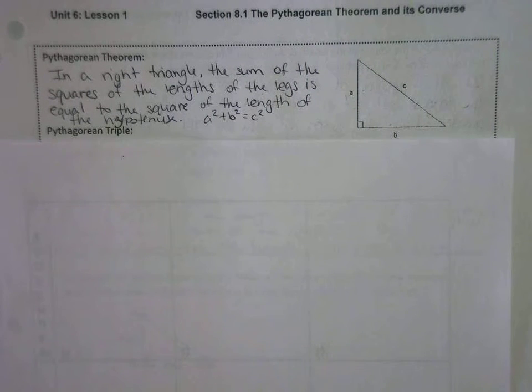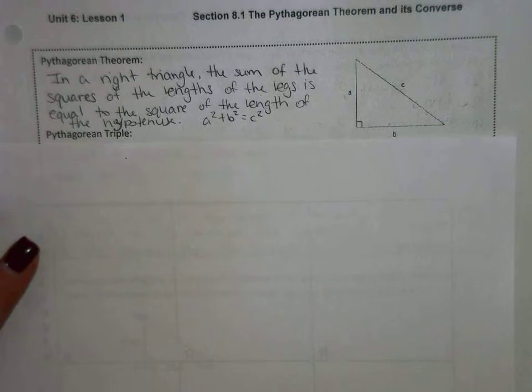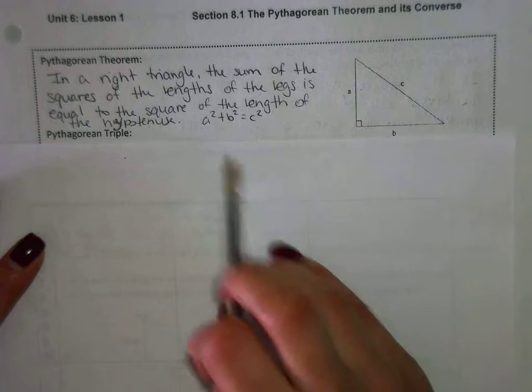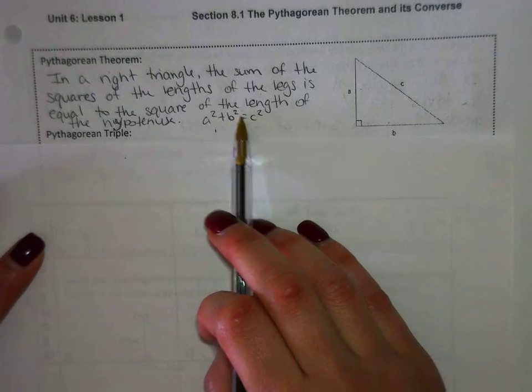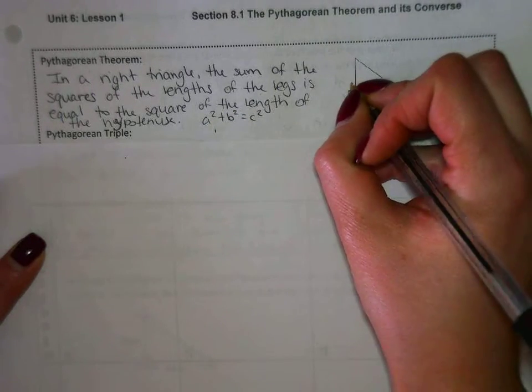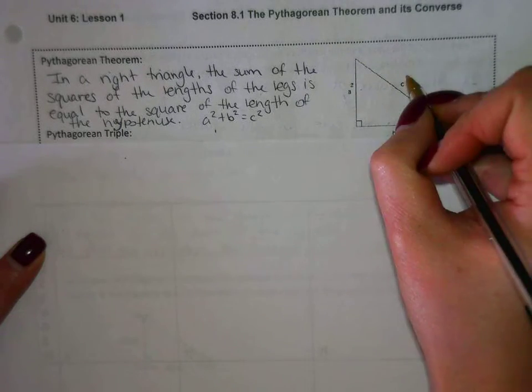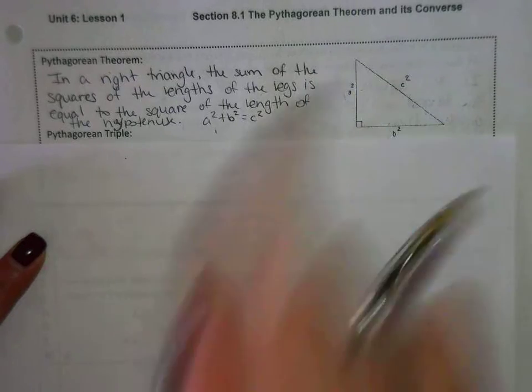Today we're going to be looking at the Pythagorean Theorem and its converse. With the Pythagorean Theorem, in a right triangle, the sum of the squares of the lengths of the legs is equal to the square of the length of the hypotenuse, meaning a squared plus b squared equals c squared. So if we take the lengths of our legs and square them, and we add these two together, they're going to equal the hypotenuse squared.